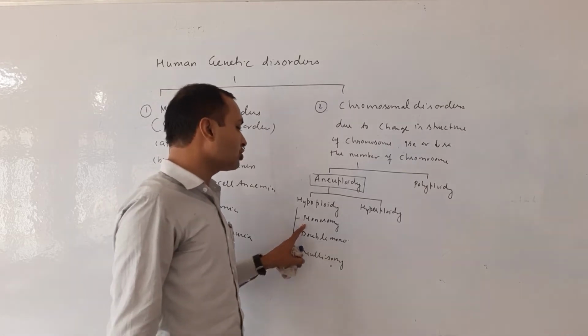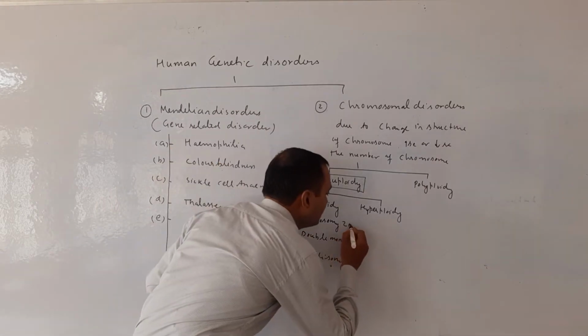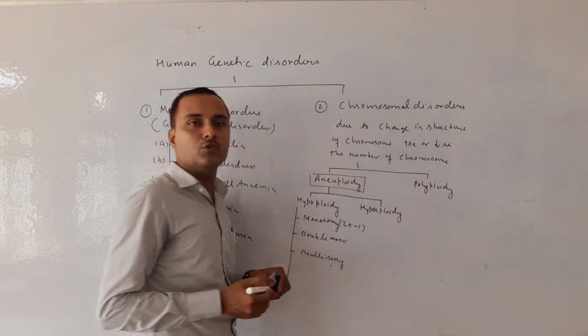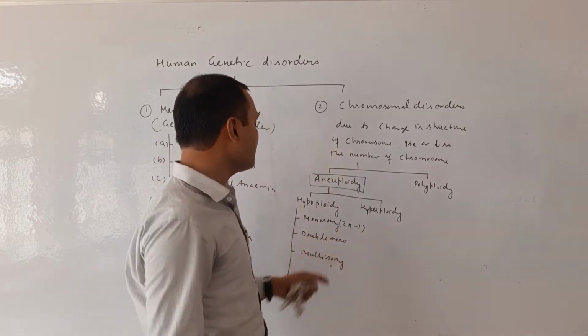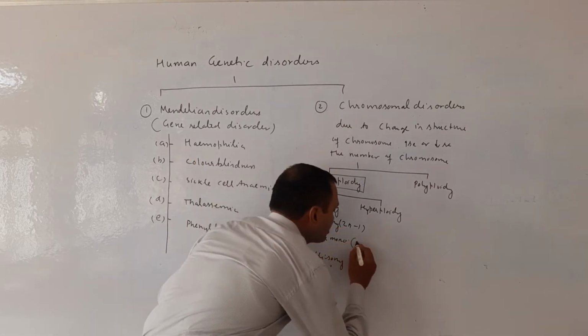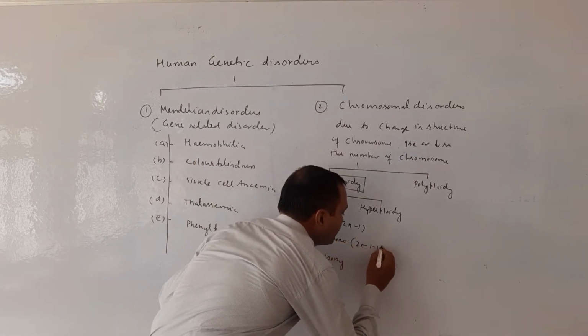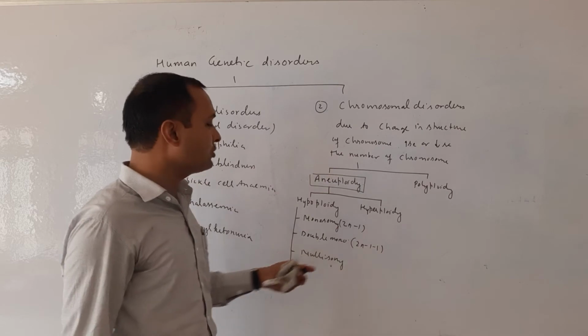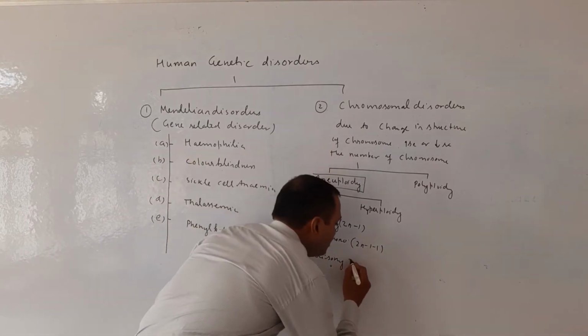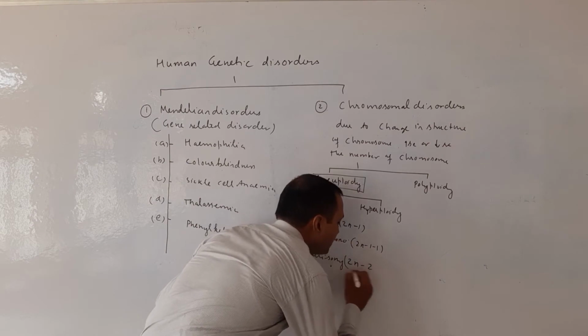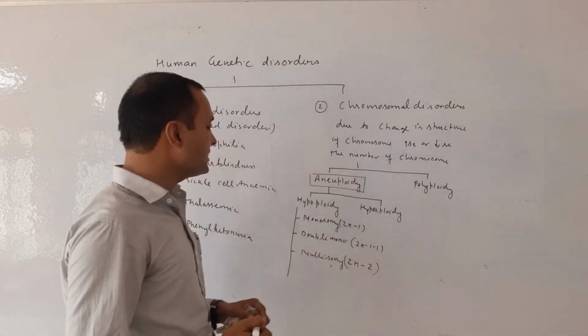In case of monosomy, it is represented by 2n-1. That means one chromosome is reduced from the normal diploid set. In case of double monosomy, two chromosomes that belong to different pairs are reduced, so it is represented by 2n-1-1. And in case of nullisomy, two chromosomes that belong to the same pair are reduced. That is known as nullisomy.